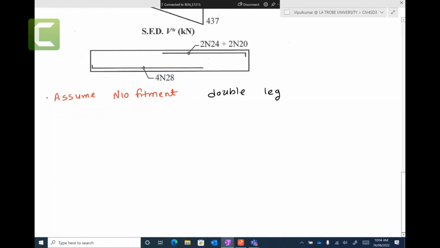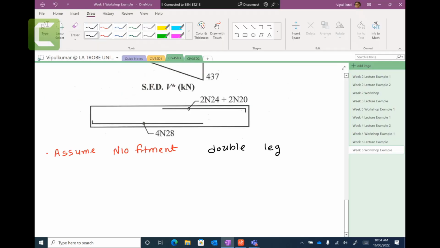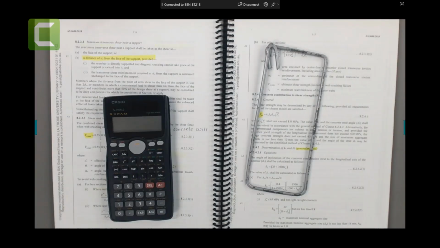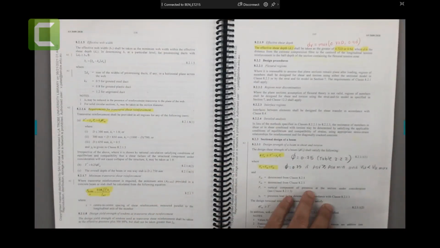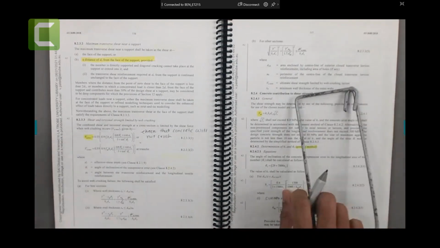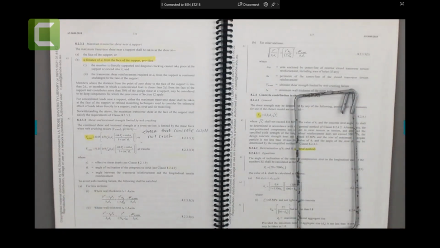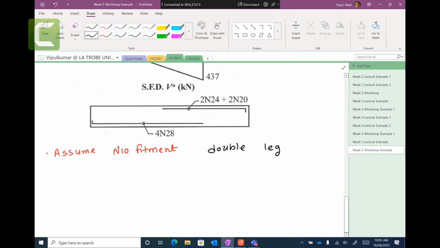So let's start with the check. You remember the check that we want to make, the Vu max check from the standards. That is the check that the concrete will not crush. We always need to make this Vu max check, meaning that V star should be less than Vu max. That is the check you're going to always make.